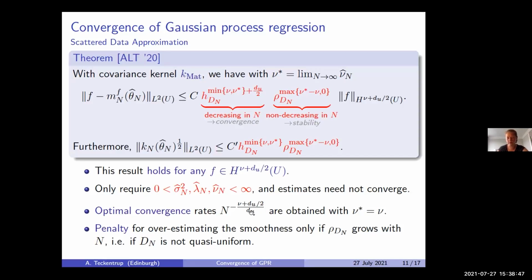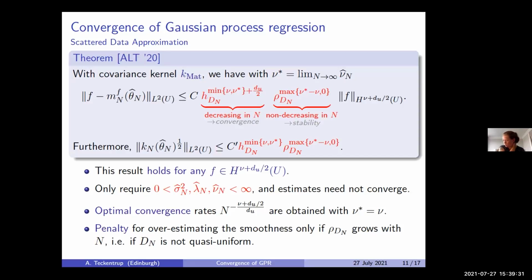So you do get those optimal rates, in particular if you manage to estimate the smoothness correctly, and also in some other cases. As I said, this penalty term that comes in here is related to overestimating the smoothness, so using a prior that is too smooth. Right? So if nu star is greater than nu, that means the prior you're putting on f assumes more derivatives than f actually has. So then you can get some stability issues. All right. So that was this result.